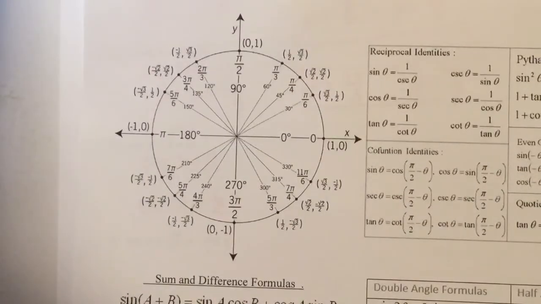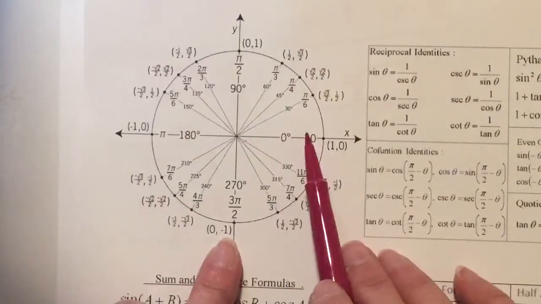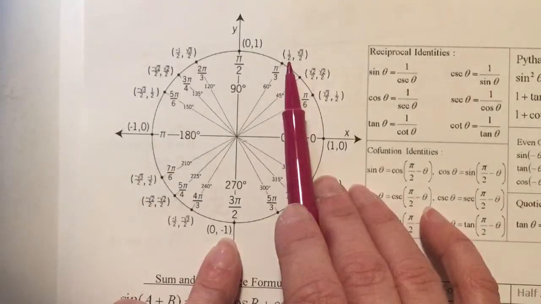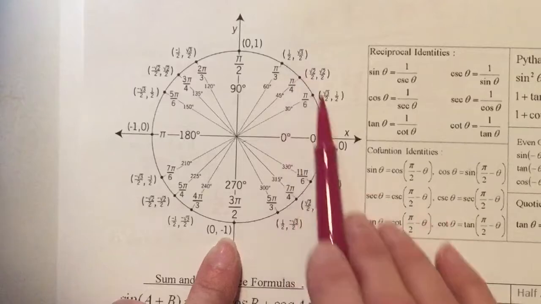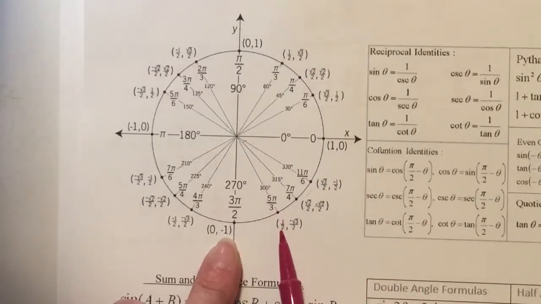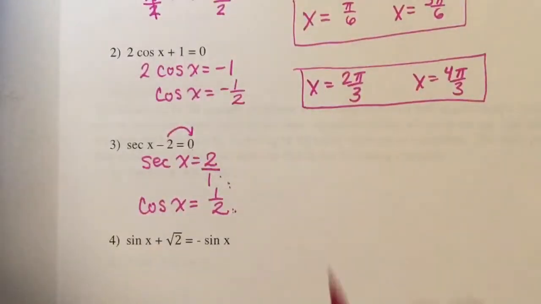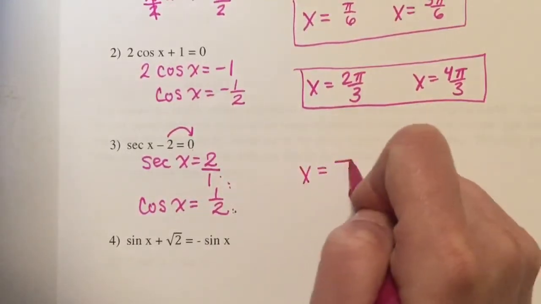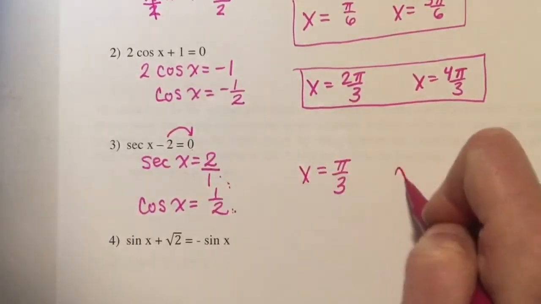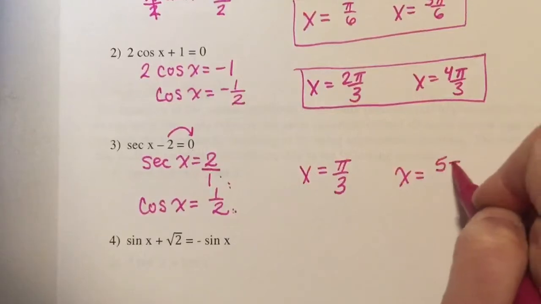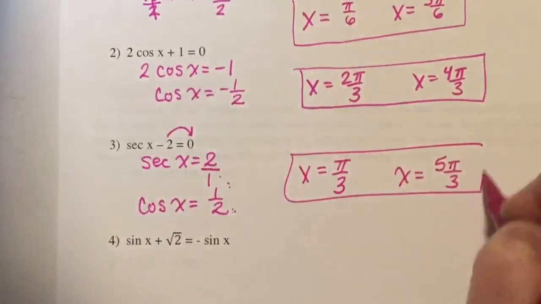Now, this time we're looking for a positive x value, so I'm going to stay on the right side of the unit circle. Here is a 1/2 at pi over 3. Here is a 1/2 at 5 pi over 3. So your solutions are x equals pi over 3 and x equals 5 pi over 3.